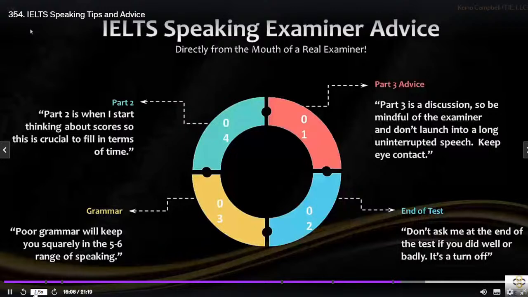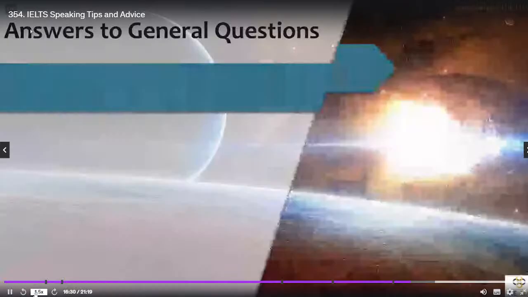In part number 2, again, this is something they all said when I interviewed them. Part number 2 is when I start thinking about the scores. In terms of your grammar, some examiners are human beings. Some of them really care about grammar. And if you have really, really bad grammar, it's going to keep you in a range of a 5 to 6. And as I said, don't ask them how well you did at the end of a test.